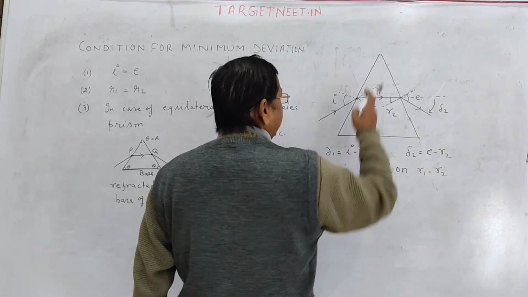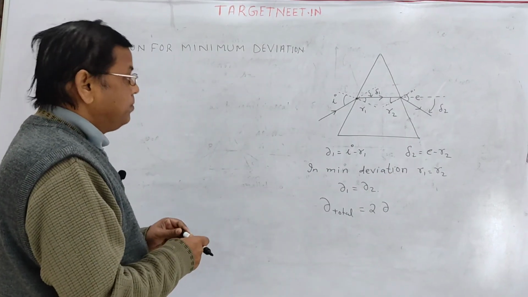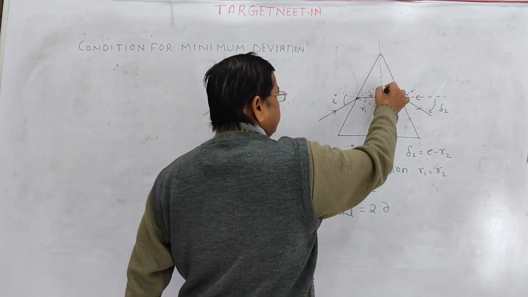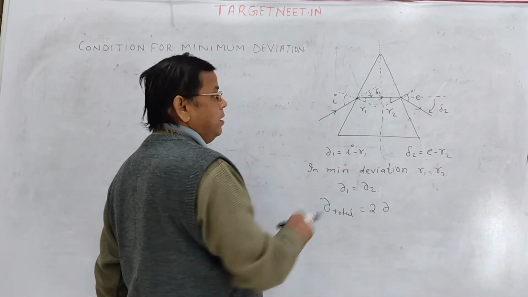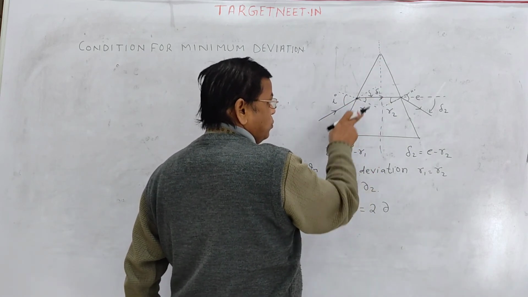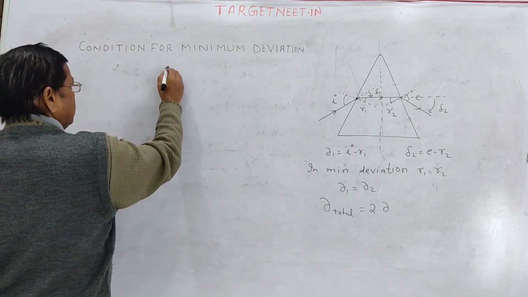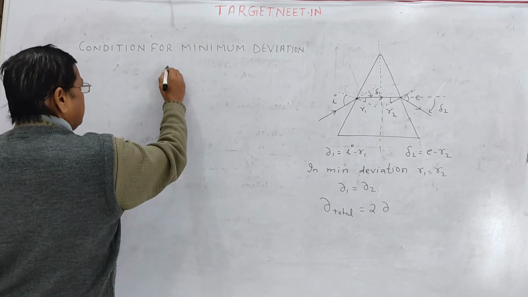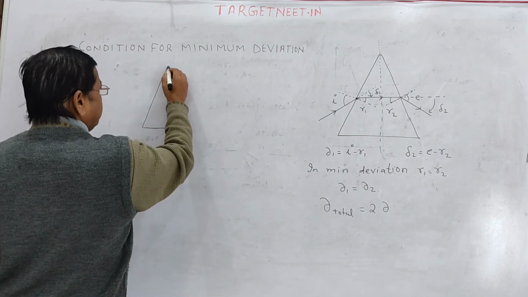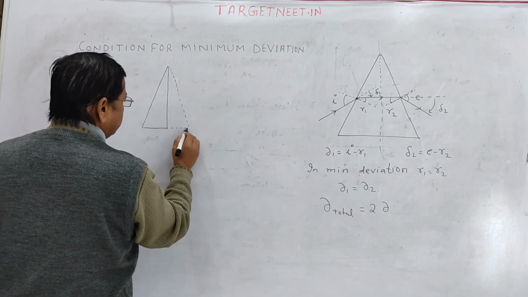Now if I cut this prism from the middle, from here, this ray is parallel to the base and I have cut it like this. So this cut is perpendicular to this line. It means the first half of the prism looks like this and the second half is removed.